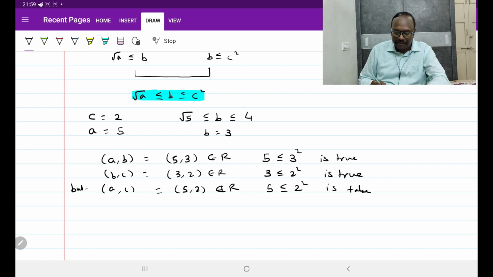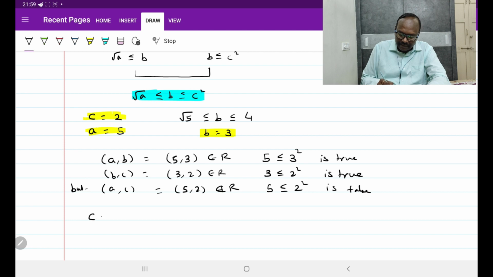So we could create an example where the values of A, B, C are A equal to 5, B equal to 3 and C equal to 2. So we can create any number of examples like this to prove that the given relation is not transitive. So let's take one more example.